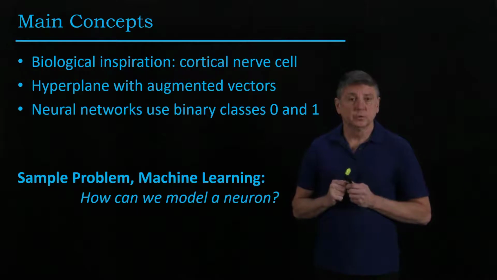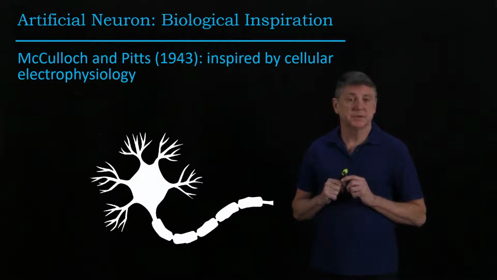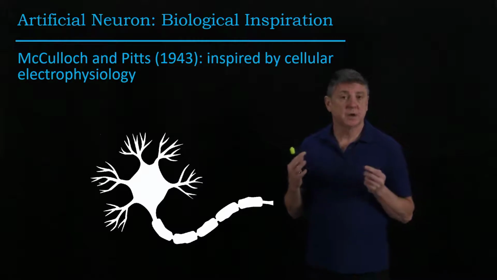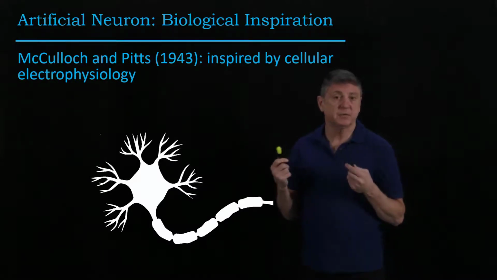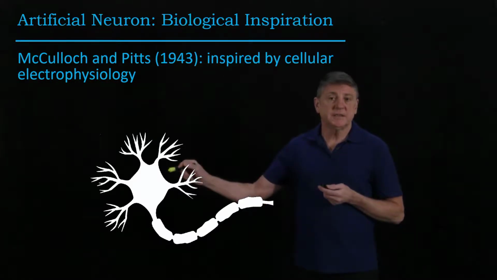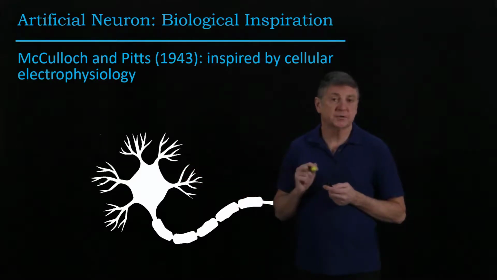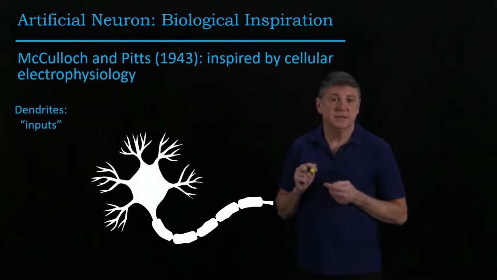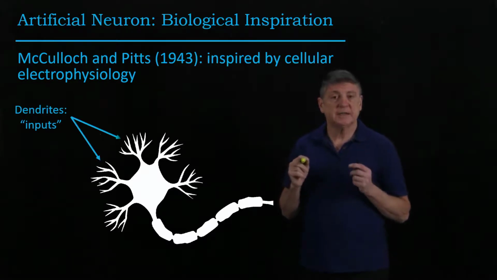Well, neural modeling as I understand it started in 1943 with McCulloch and Pitts. They were modeling a particular kind of nerve cell that's called a pyramidal neuron, and it's found in the neocortex of certain vertebrates. This is the cell body, and emanating from the cell body are these tree-like structures that are called dendrites. And electrically, or electrophysiologically, these act as inputs.